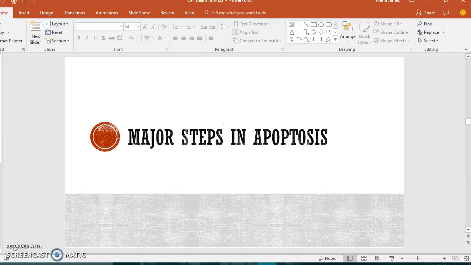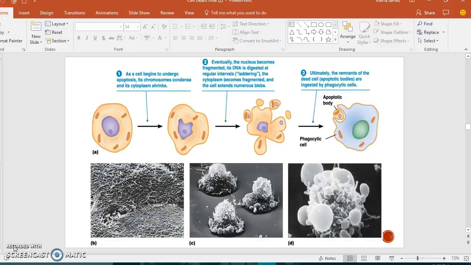I'm going to talk about the major steps in apoptosis. When it comes to apoptosis, internal contents of the cell are dismantled. In the beginning, chromosomes condense and the cytoplasm becomes smaller. The cell then begins to produce something called blebs, which are cytoplasmic extensions. The nucleus begins to fall apart along with the organelles, and the DNA of the cell is pinched by DNase, which is an enzyme that digests DNA.